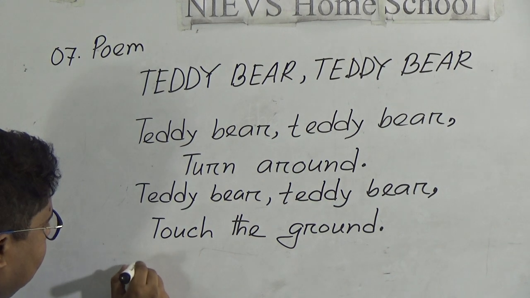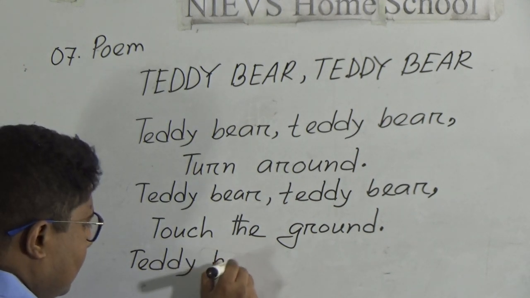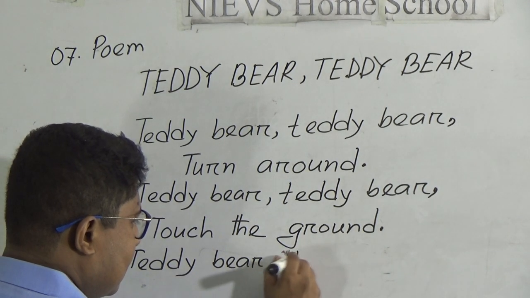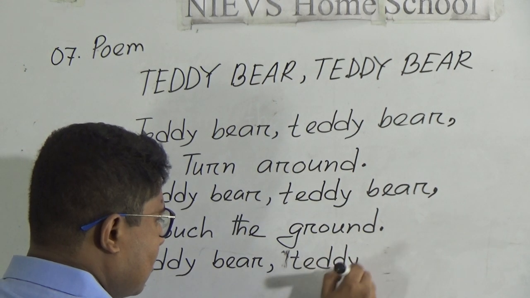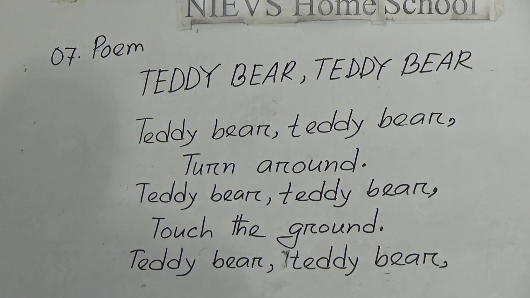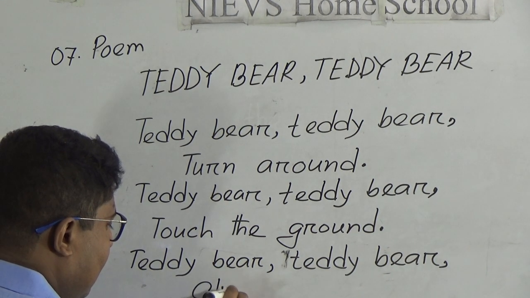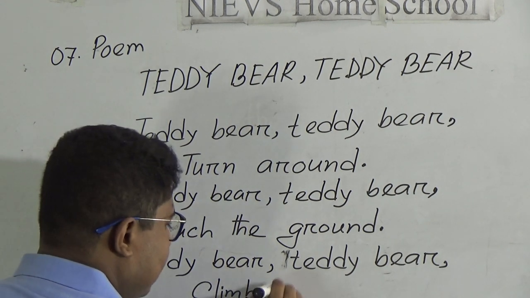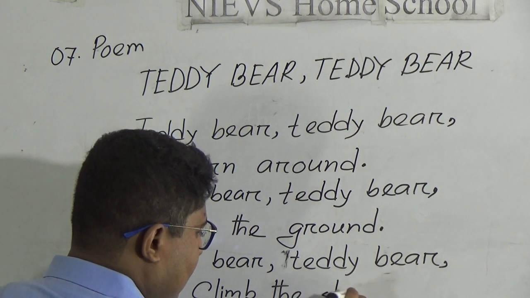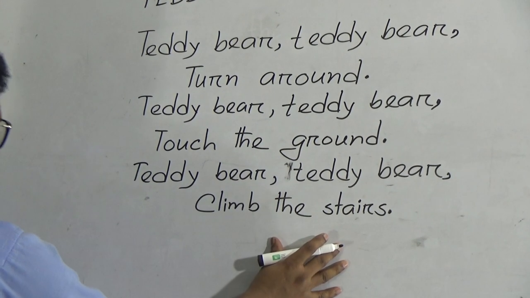Again, the next line, a repetition of this line. Teddy bear, T will be capital, teddy bear, comma, T will be small, teddy bear, teddy bear. Again, we have to use a comma. Climb the stairs. Climb, C-L-I-M-B. Teddy bear, climb the stair. Do you know how stairs is spelled? S-T-A-I-R-S. Full stop. Teddy bear, climb the stairs.